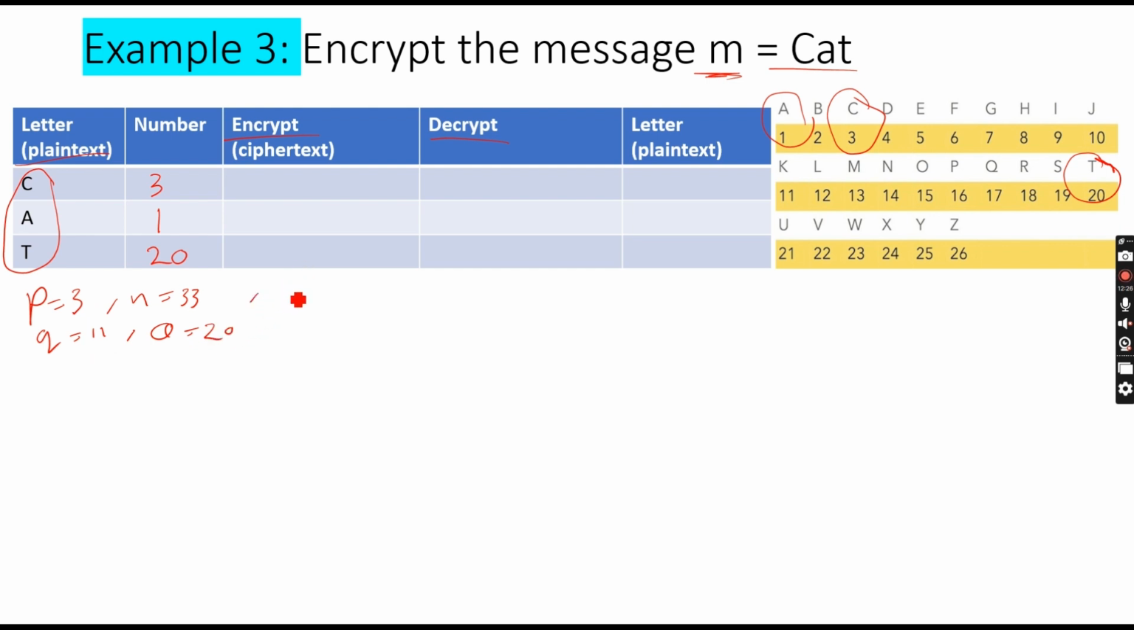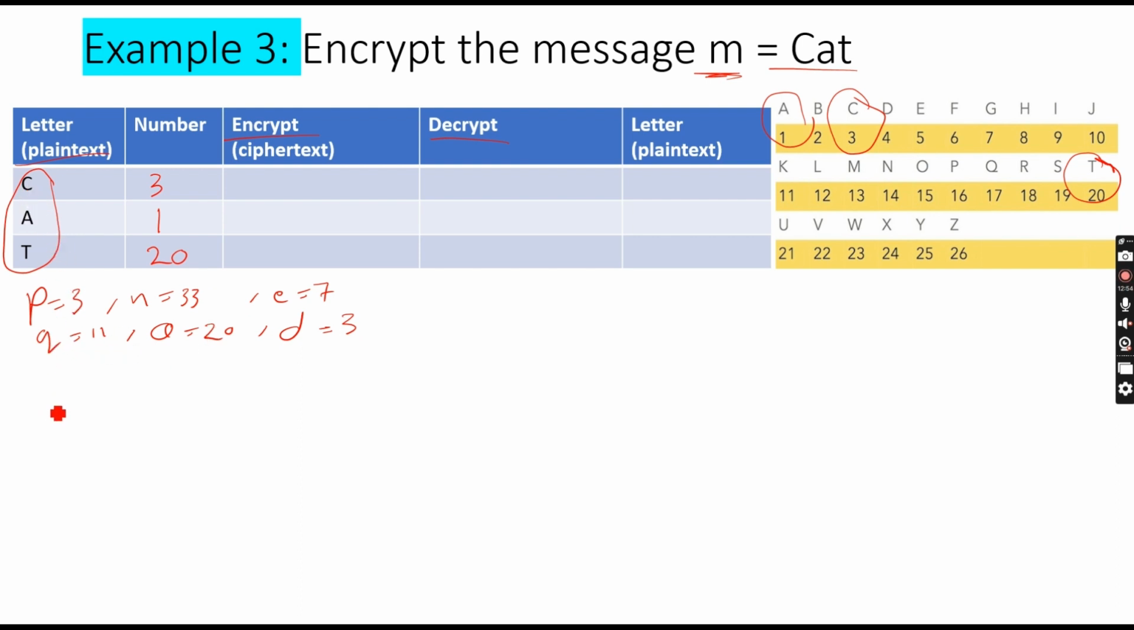And let's say we choose E equals 7, and let's say we calculate D using the equation, and we find that D equals 3. So you can calculate this one, but I want to do it quickly. So let's say those are the variables that we have.